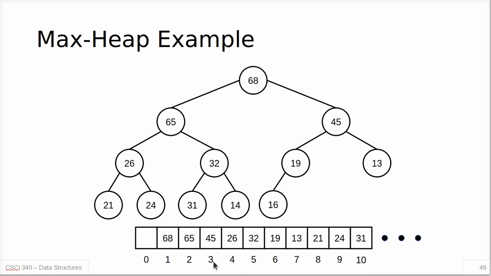Or, I always cheat and just do a level order left to right traversal in my head. 68, 65, 45, right? Then we go to the next level, 26, 32, right? And then 19 and 13 like this. Boom, boom. And this is what I walked through when I was talking about binary trees early on, when I was saying, hey, here's a neat way to do a level order traversal. Convert the binary tree into what we now know is called a heap, and then just go through the heap in order and print out all the elements, okay?